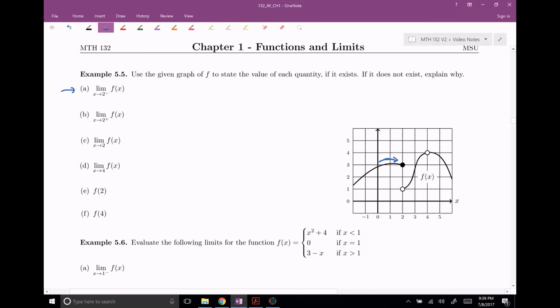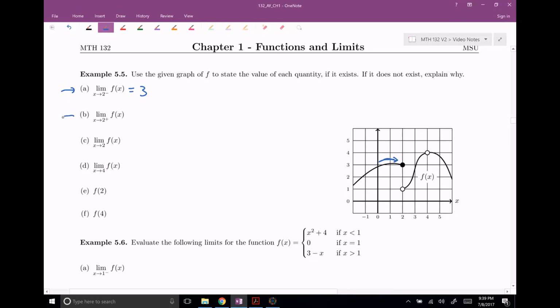So this means I'm smaller than 2. Notice when x is equal to 2, we actually have a dot here. But the limit doesn't care at all about the function's value. It only cares about when it's close to 2, but less than it. And so when it's close to 2, but less than it, it does seem to be getting closer and closer to the height of 3. Which just coincidentally happens to be where this closed dot is.